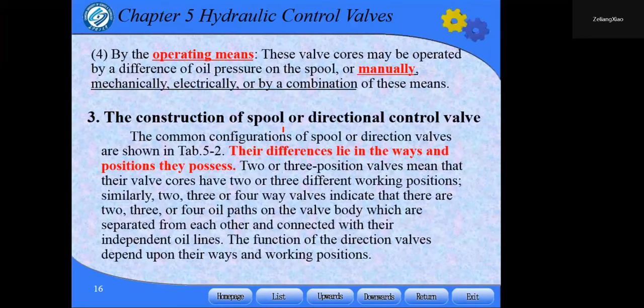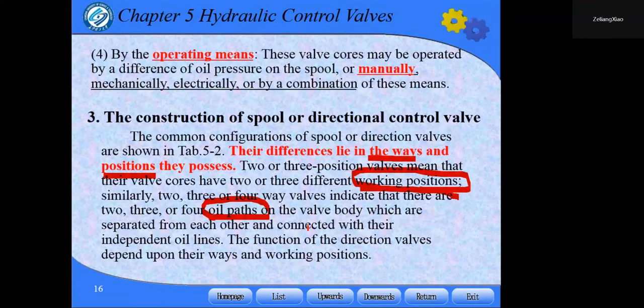The common configurations of the spool directional control valves are shown in the next table. The differences lie in the ways and the positions they possess. 2 or 3 position valves means that the valves can have 2 or 3 different working positions. 2, 3, or 4 way valves indicate that there are 2, 3, or 4 oil ports on the valve body, which are separated from each other and connect with their independent oil lines. The function of this directional valve depends upon their ways and working positions.